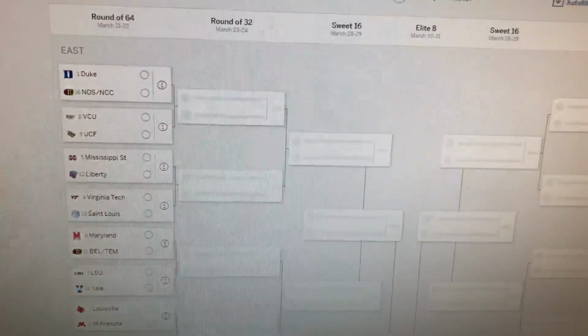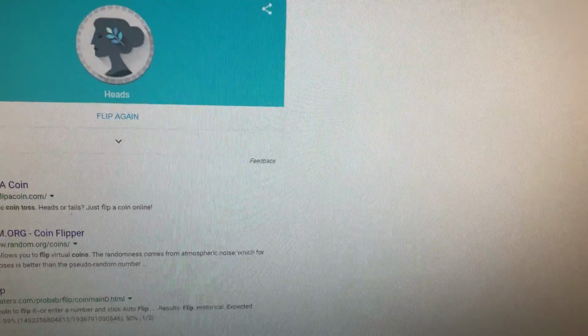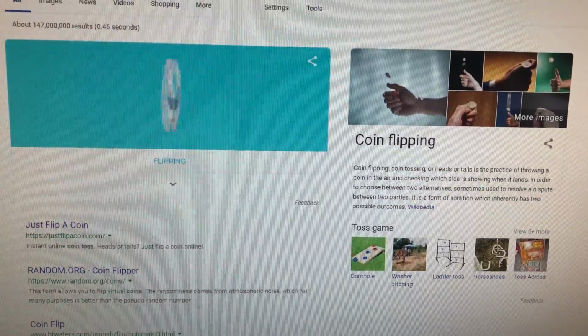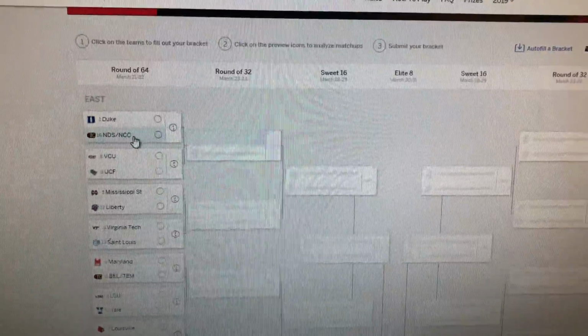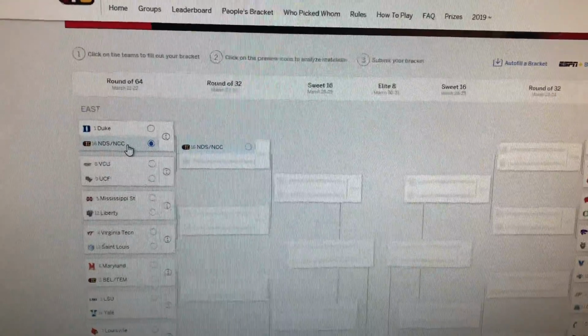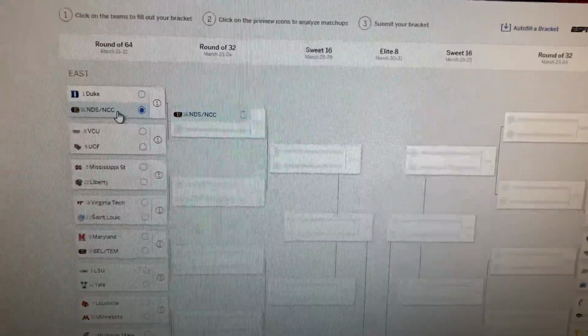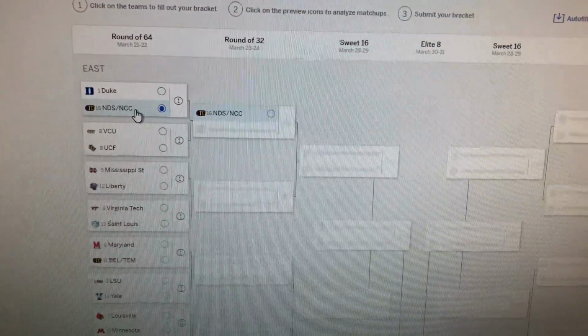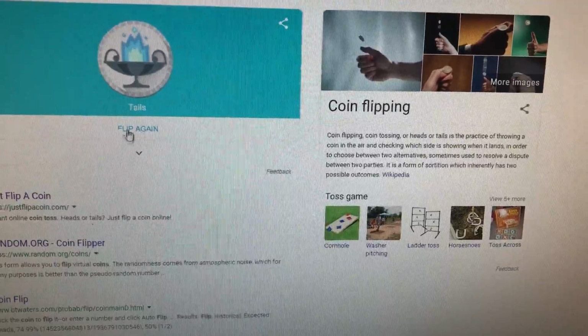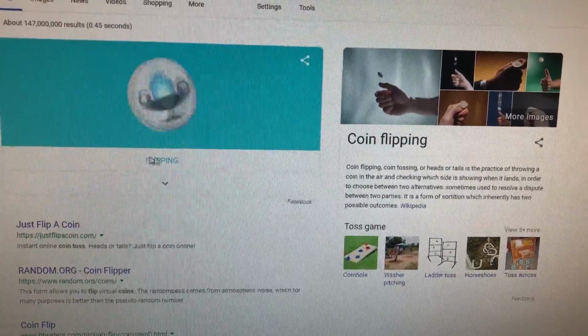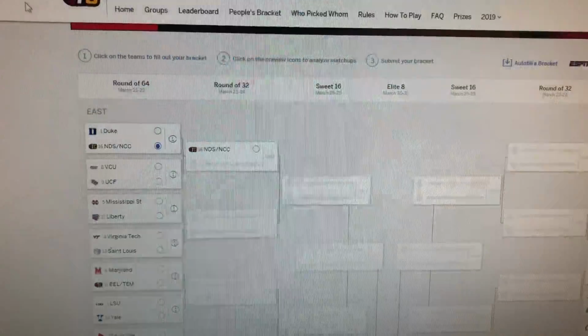First up, we have this Duke, North Dakota State, and NC Central matchup. A 16 seed wins. We have North Dakota State and NC Central moving on. Duke gets upset in the first round. Last year, we had UMBC beat Virginia in this first region in real life. Next up, we'll have VCU and UCF, and we have tails. We have UCF winning.